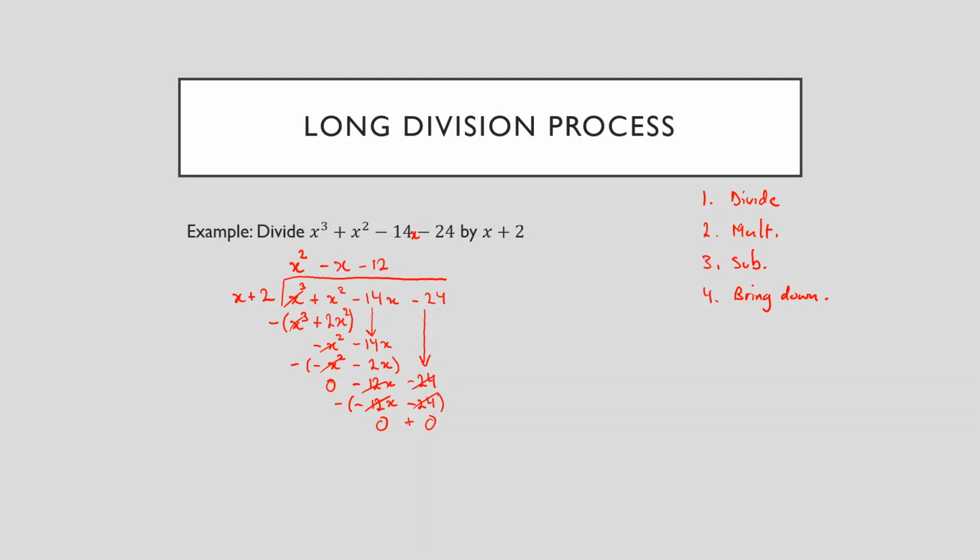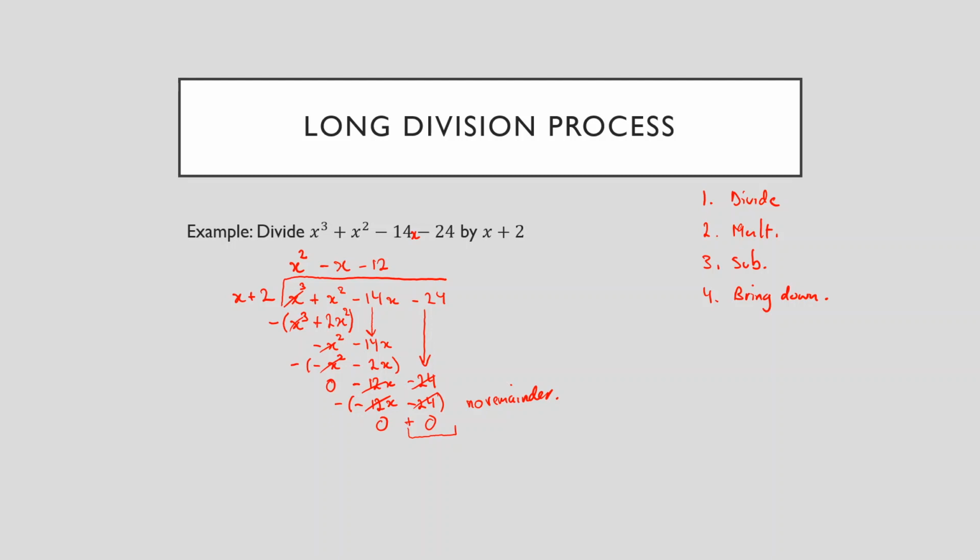So your answer is basically what you've got up here plus any remainders that you have. Now the remainder would be any number that you end up with at the bottom here. Okay, in this case we have no remainder, because we end up with 0 right at the end. So in this case we don't have to do anything. Our answer just is x squared minus x minus 12. That is the answer to this division. Okay, and there is no remainder.